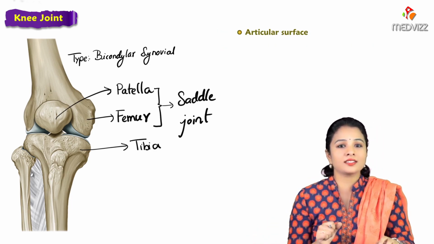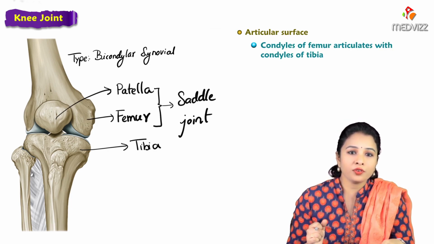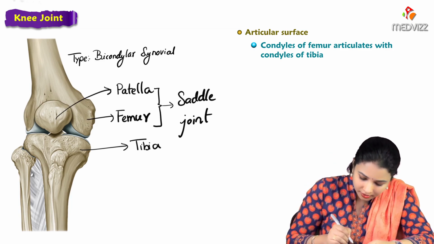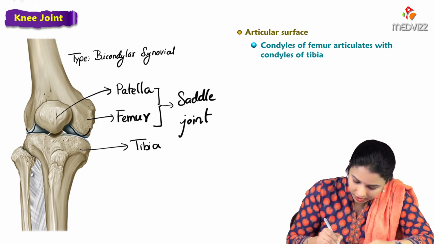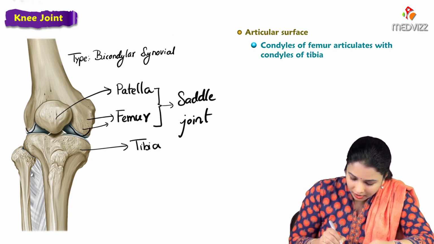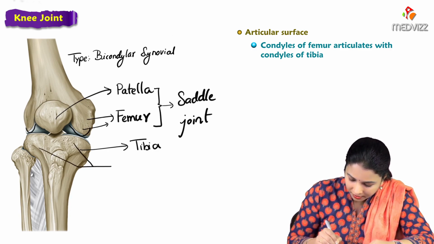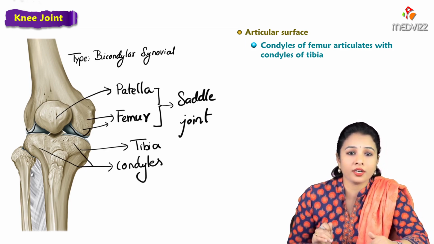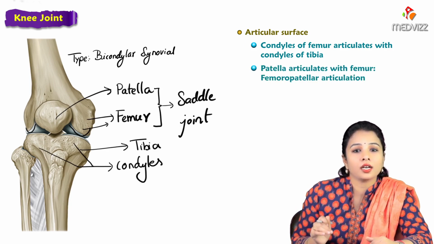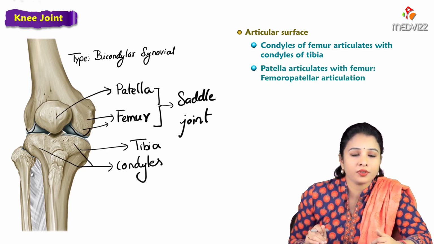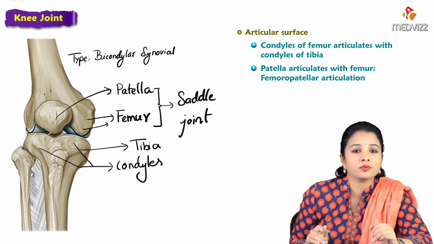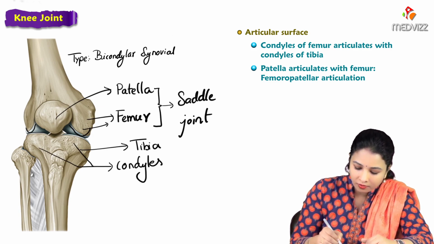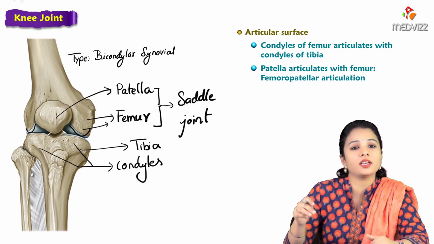Let's see the articular surfaces. Condyles of the femur articulate with the condyles of tibia. So here these two are the condyles of femur which articulate with the two condyles of tibia. So that is the reason it is called a condylar joint. And the patellar articulating surface articulates with the femur to form the patellofemoral joint. So this is the femoropatellar joint which is present anteriorly.